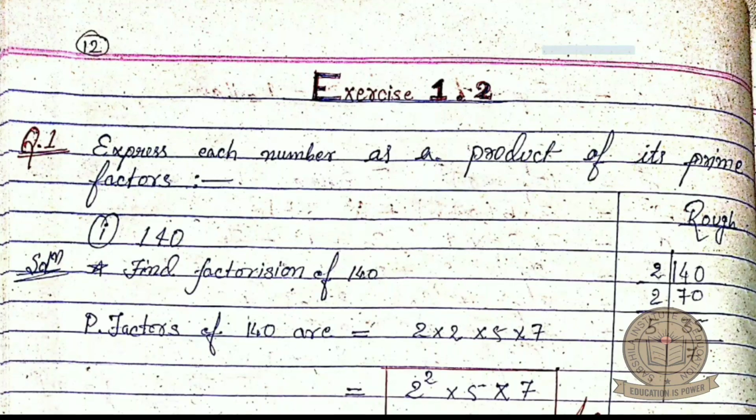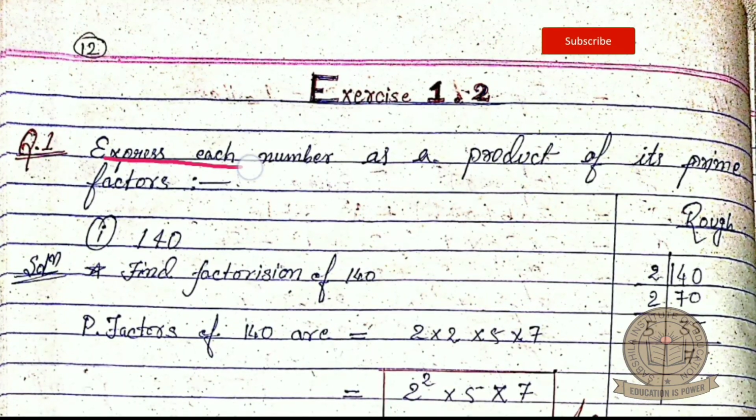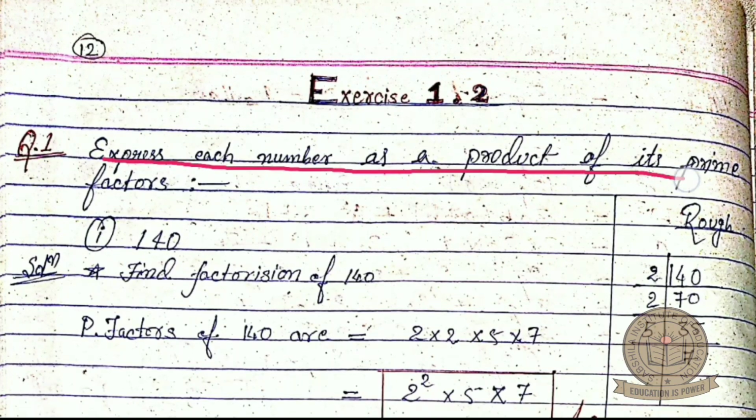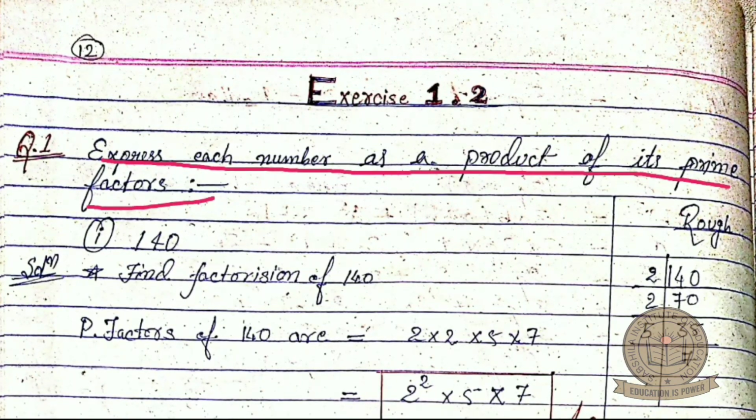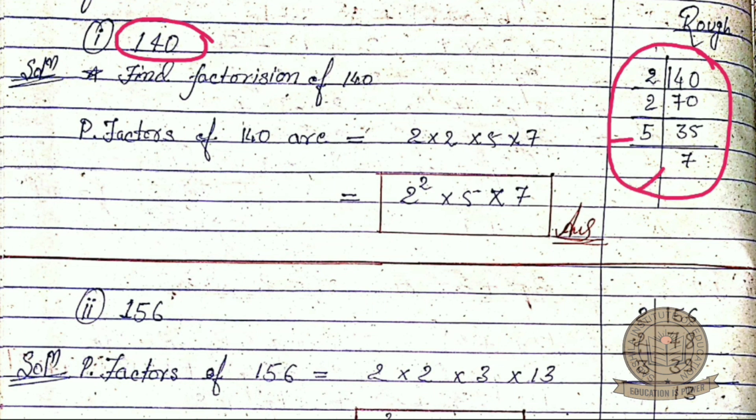See question number 1. Question number 1 is saying to express each number as a product of its prime factors. Here one number is given, 140. That means you have to find the factors of 140. I have done the rough for you all. Here I have found the factors of 140. 140 is divided by 2, then again 2, then 5, and 7 I have got at the last.